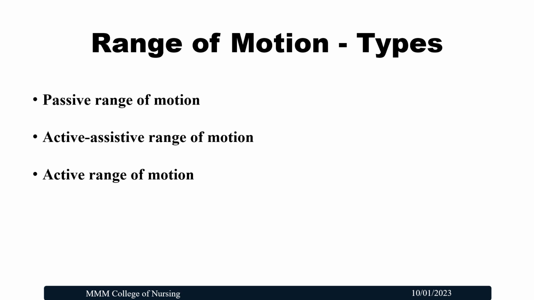The range of motion exercise can be classified into three. That is passive range of motion exercise, active assistive range of motion exercise, and the third one is active range of motion exercise. Now we can see one by one.